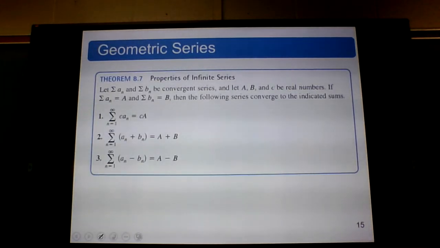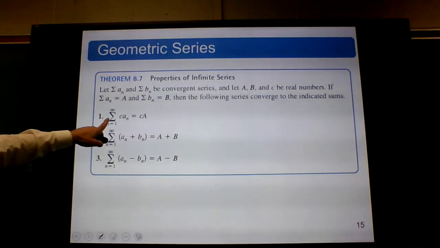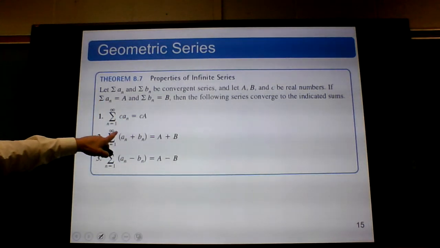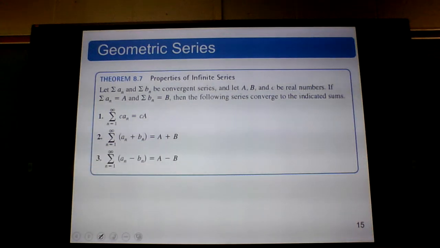So here's a couple of properties. These are familiar from what we've done in the past. Constant multiplier, you can pull out the C. You can add those limits. And then you could subtract in this case here.